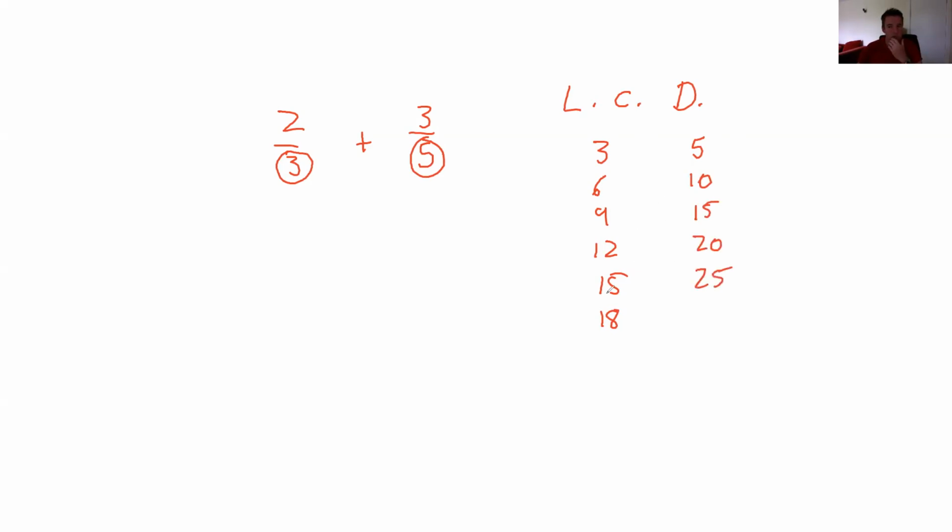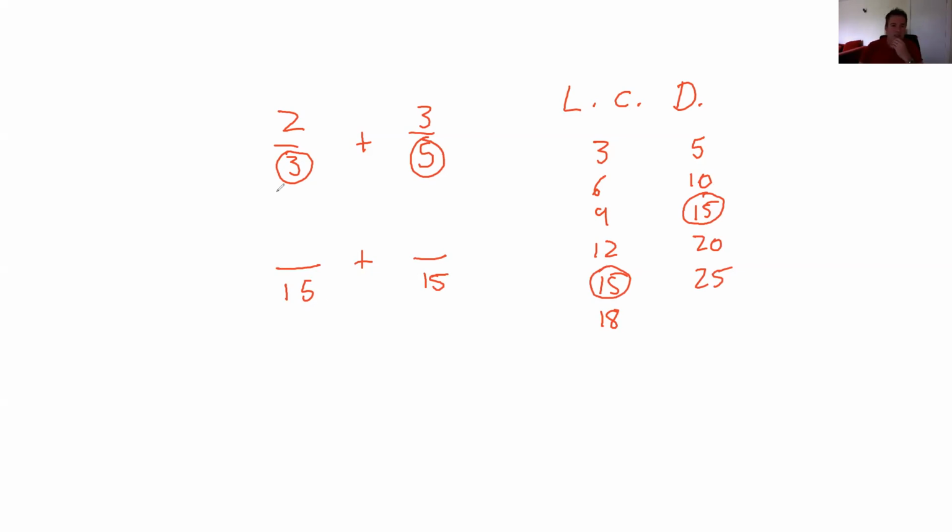Some of you will have spotted it already. 15 is here and in here. So the lowest number that is in both of those times tables is 15. So that is the lowest common denominator. So that is going to be our new denominator for both of these fractions. Okay, now we said earlier, you can't just change the denominator because you feel like it. You've got to make an equivalent fraction.